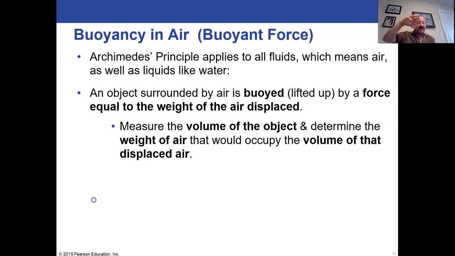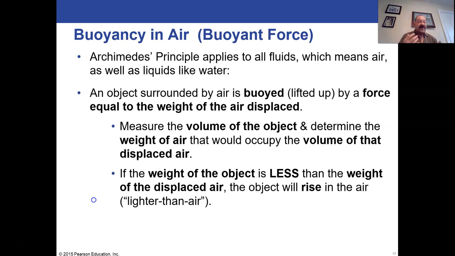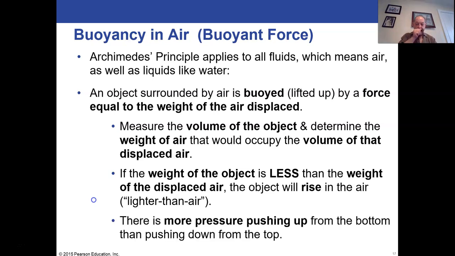All right, so we measure the volume of the object, we determine the volume of the air displaced, and then we ask ourselves how much weight is that? That weight of the air that's displaced is the buoyant force. The buoyant force here is for the exact same reason as you see it in water. The pressure of the air on your feet is a little higher than the pressure of the air on your head, or the pressure of the air on any object is higher at the bottom than it is at the top, and that's because there's more air pushing on the bottom than there is on the top.